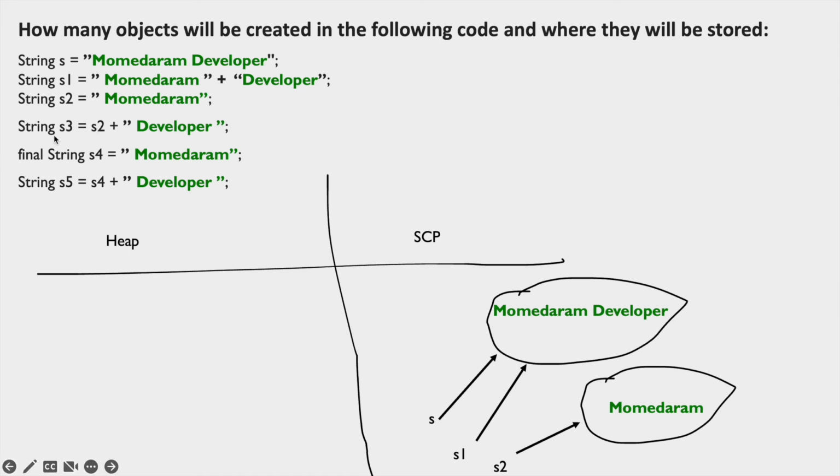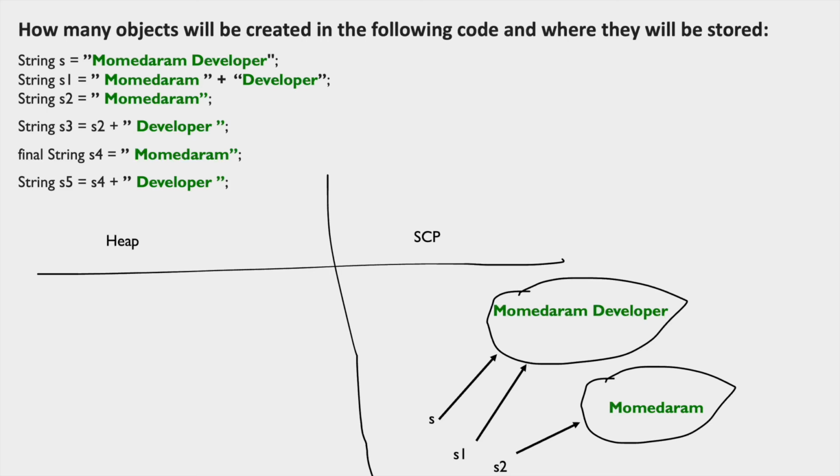In the next statement, string s3 is equal to s2 plus developer. In this statement, s2 is a normal variable. So whenever we are performing concatenation operations with any existing variables or normal variables, that operation will be performed at runtime only. So this operation will not be performed at compile time. Whenever an operation is performed and an object is created at runtime, that object will be created in the heap memory only.